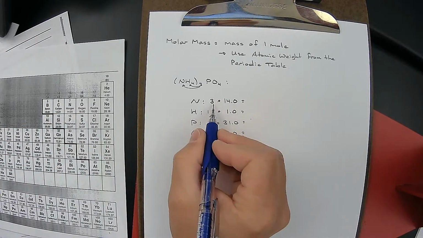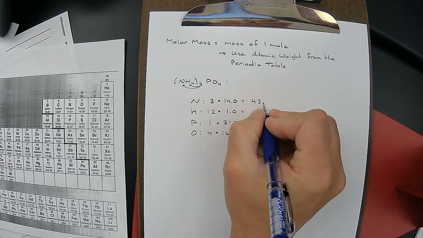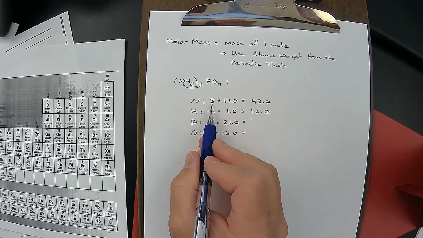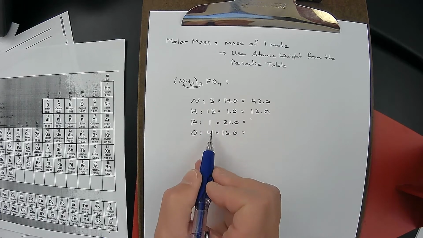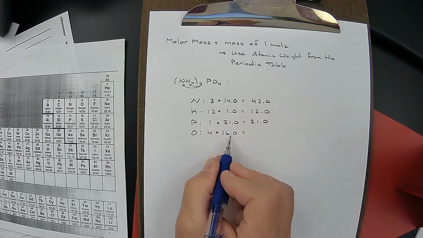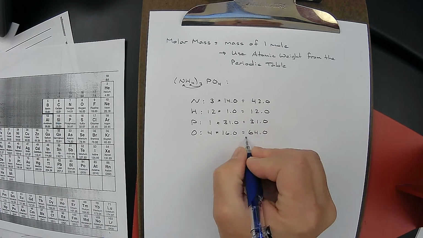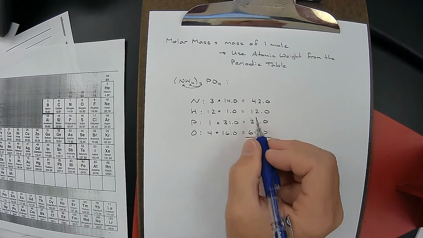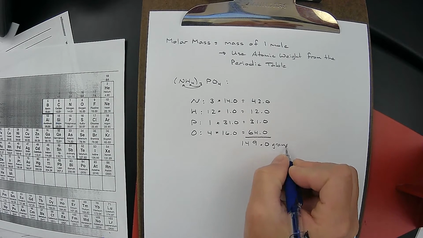So 3 times 14, 14, 28, 42. 12 times 1 is 12. So it's like we're going to the store and we're purchasing 3 nitrogens that each cost $14, 12 hydrogens that each cost $1, 1 phosphorus that costs $31, and 4 oxygens that cost $16. So when we do all that, we end up with 149 grams.